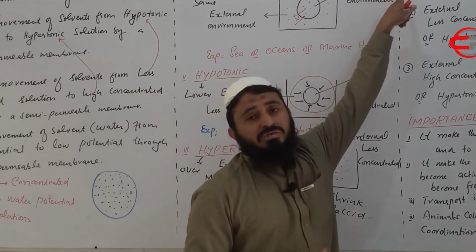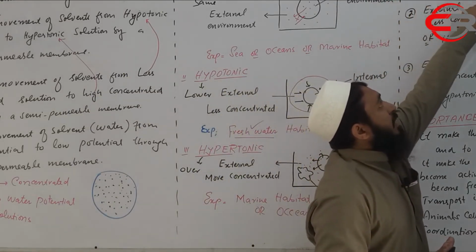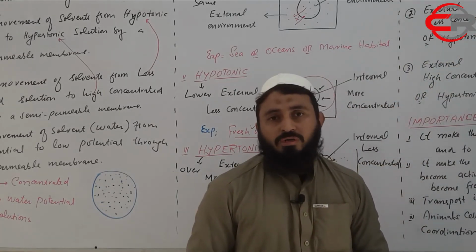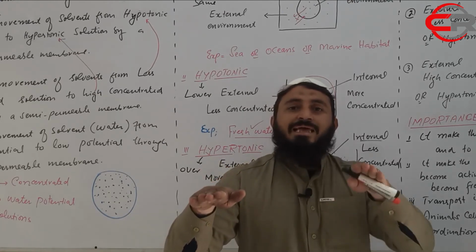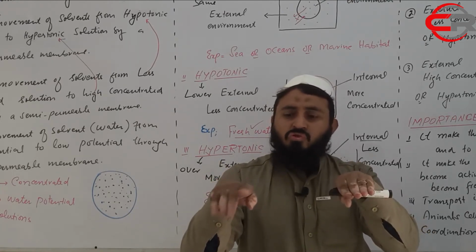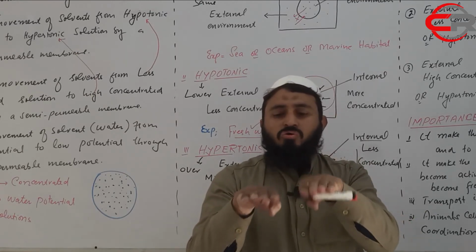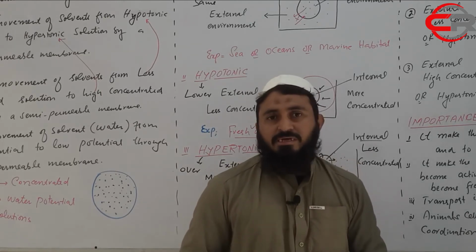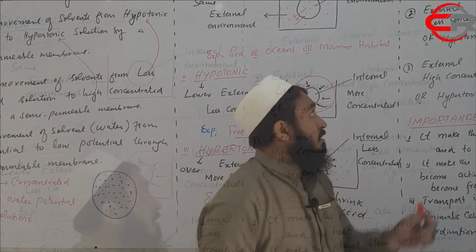Now here I have discussed the first case. If the external and internal environments are the same, this concept is called the isotonic concept. In an isotonic solution, if external and internal are both similar, no substance can enter and no substance can get out, so the balance, the equilibrium, will exist. Such a kind of environment is called the isotonic environment. It takes place in the oceans or in a marine environment.